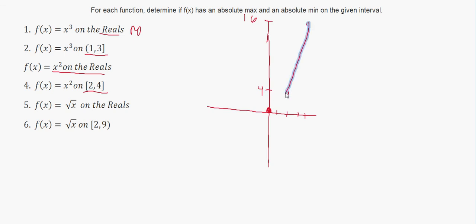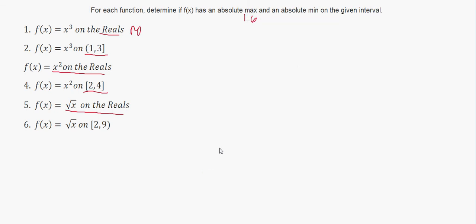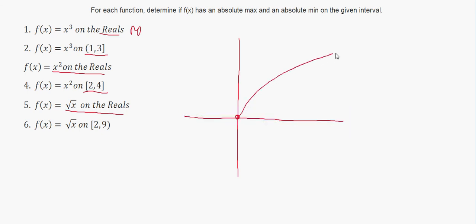All right. Square root of x on the real numbers. So the whole graph of square root of x on the real numbers. That's what that means. Square root of x does this thing. It's just a parabola on its side, half a parabola.